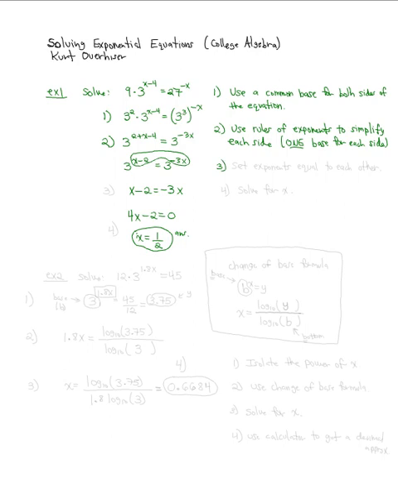Okay, step 3 is to set exponents equal to each other. This is step 3 right there. Once you have the same base, a single base on each side, go ahead and drop the base and set the exponents equal to each other.